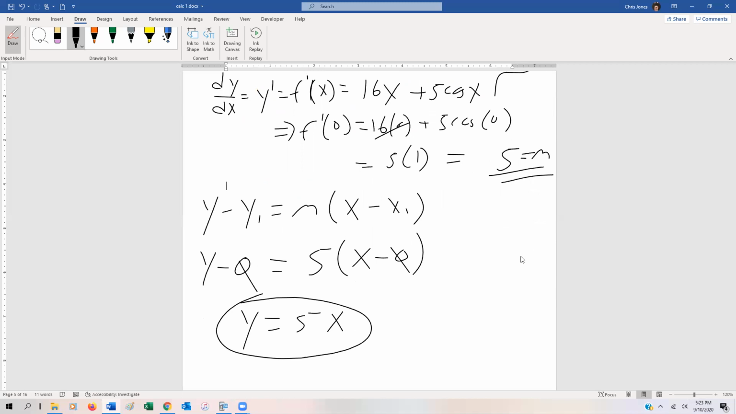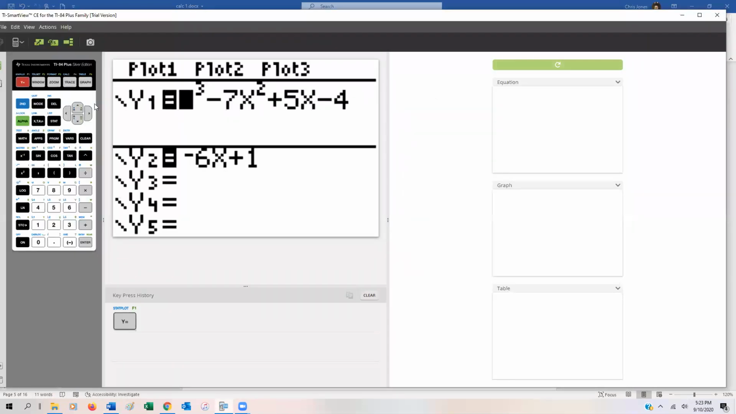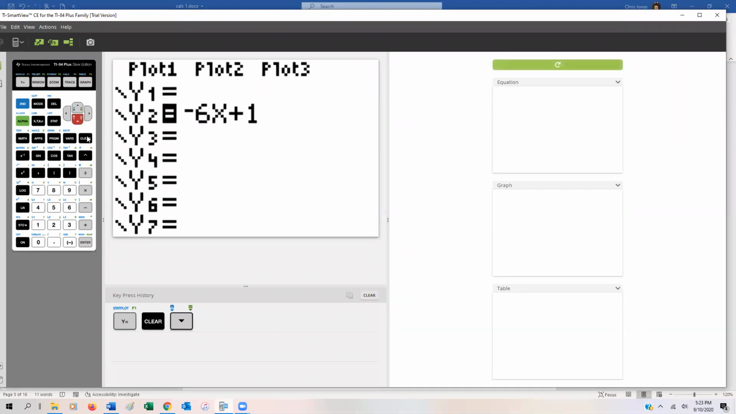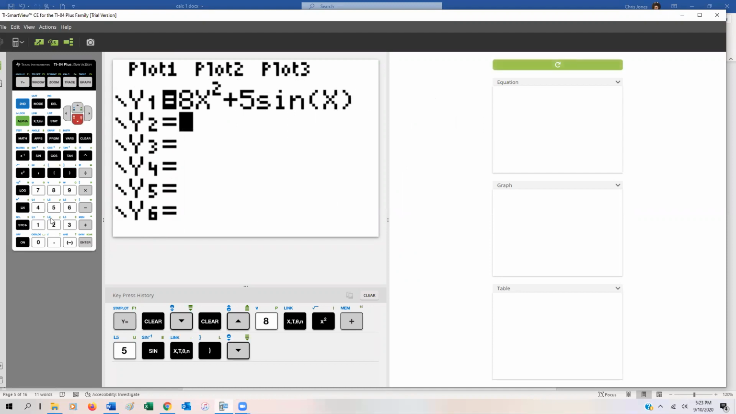How do we check this? We go into our calculator, and we should check to verify that the function does indeed have a tangent at the origin of 5x. So let's graph it. And our original function, and we have two functions in here, probably from the last time we checked this. Remember our original function was 8x squared, and then we had plus 5 sine of x. And then our tangent line is just 5x. Let's see if this makes any sense whatsoever.